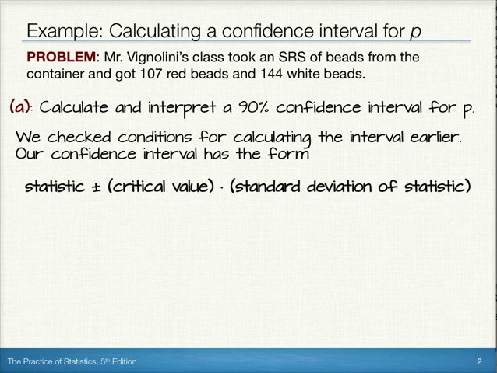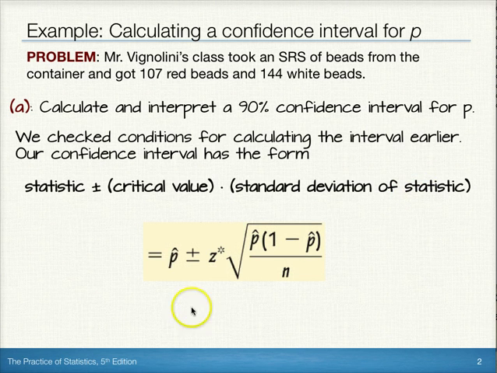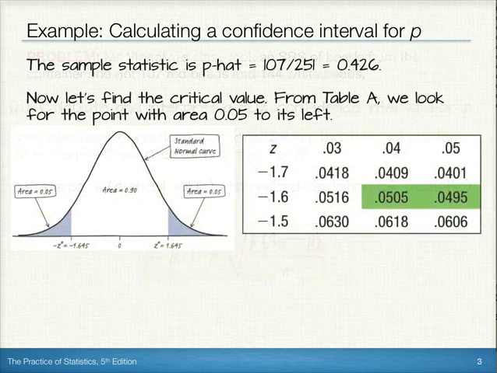Let's recall that our confidence interval will have the form statistic plus and minus a critical value times the standard deviation of the statistic. In this case, our statistic is p hat plus and minus a critical z star times our formula for the standard deviation of p hat. The sample statistic that we were given is 107 out of 251, or 0.426.